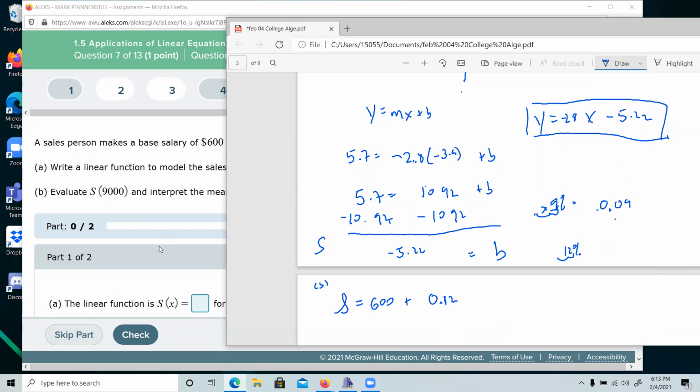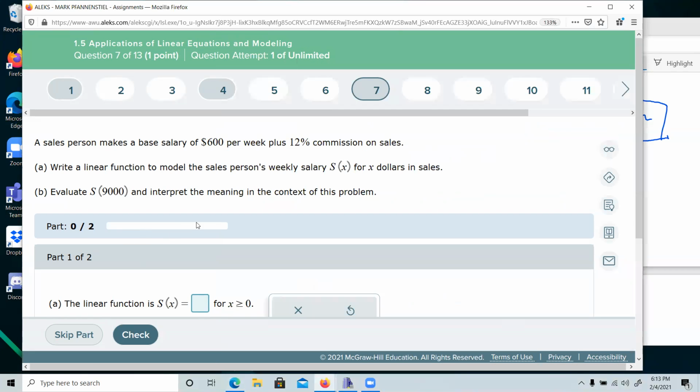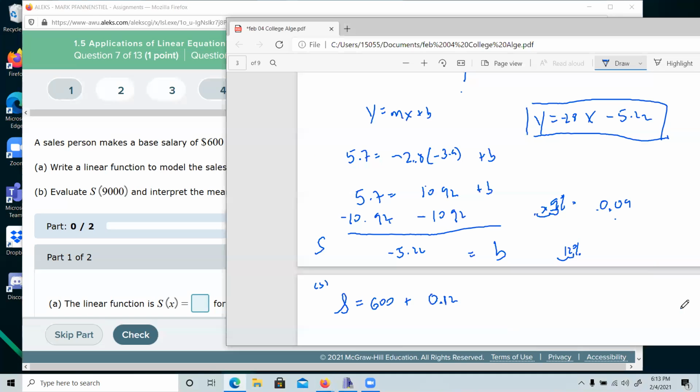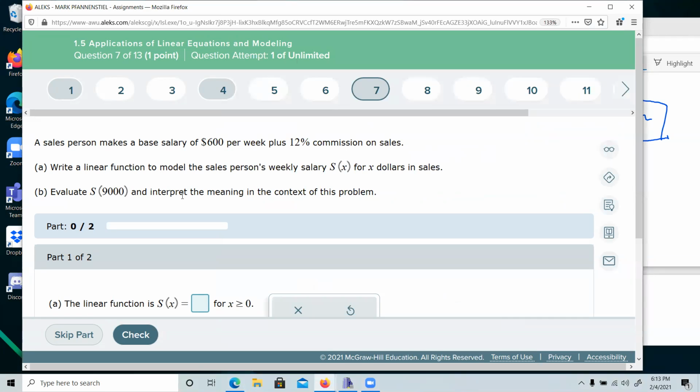All right, and then 12% commission on sales. So I think they called this thing X or something. You don't have to, right? You can call it T. Well, don't call it S because we're already using that. But you can call it something else. There's 25 other letters.